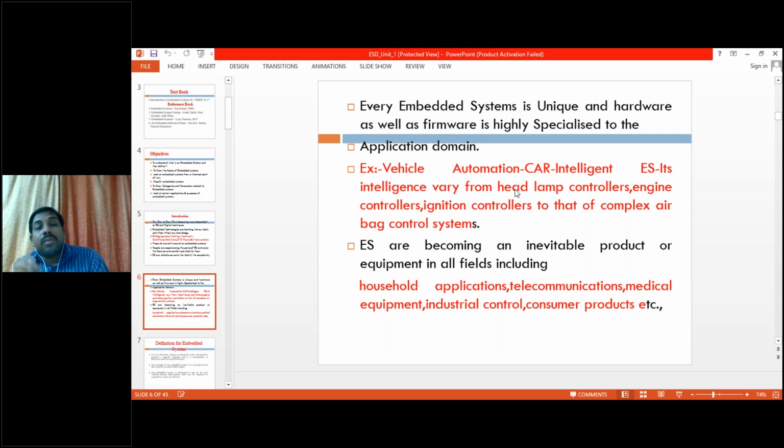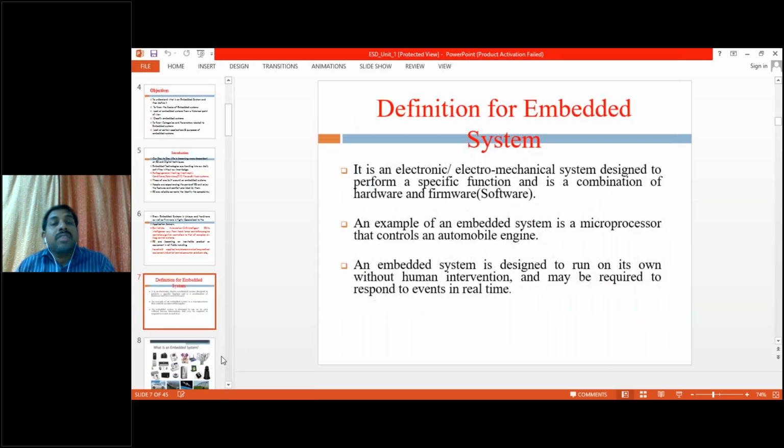So from these examples, you can understand that embedded systems are becoming inevitable equipment in all fields. You have seen certain examples in household appliances, telecommunications, medical equipment, industrial control, and consumer products. So these are all the fields using embedded systems. From our general discussion, we can now tell what an embedded system is.